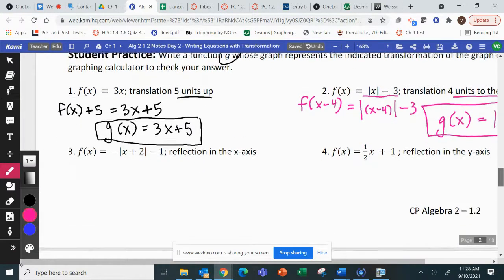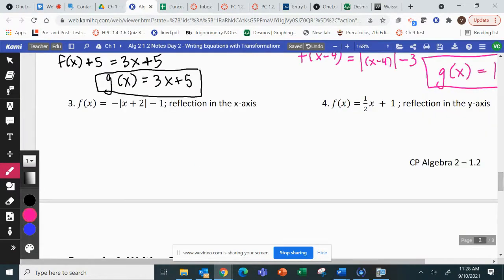f of x equals negative absolute value x plus 2 minus 1. So we're going to do a reflection in the x-axis. Is that on the inside or the outside? Okay, so I'm going to do negative of the original function. We do negative the original function.